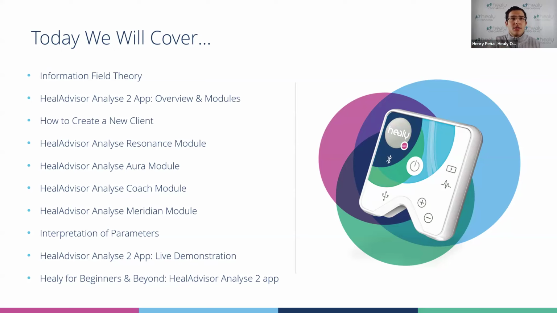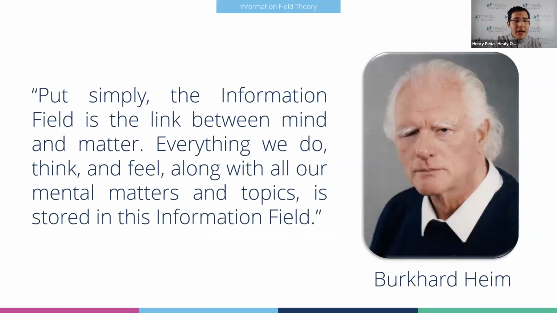So the very first thing we need to understand is, what is the information field? For that, we have a quote by Burkhard Heim. He said, put simply, the information field is the link between mind and matter. Everything we do, think, and feel, along with all of our mental matters and topics, is stored in this information field. He's a German physicist. He created this theory around the 1950s or 60s. He actually got to know our founder, Marcus Schmicker. If you've read his book, The Second Path, you will find that a lot of the inspiration that Marcus got in regards to the information field was because of him.